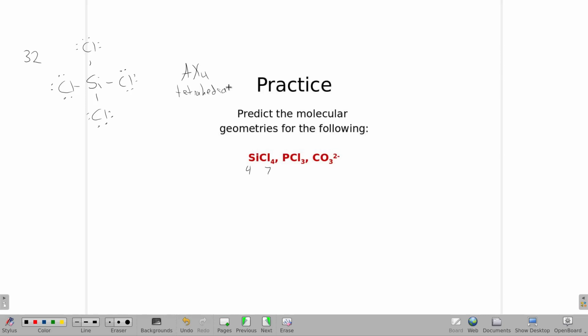All right, phosphorus trichloride. Phosphorus has 5 valence electrons. Each of those chlorines has 7. This has 26 valence electrons. And if you flip back a couple slides, we did this as one of our examples. Octet all the way around on everything. So this one has 3 groups and an electron pair. That is trigonal pyramid.